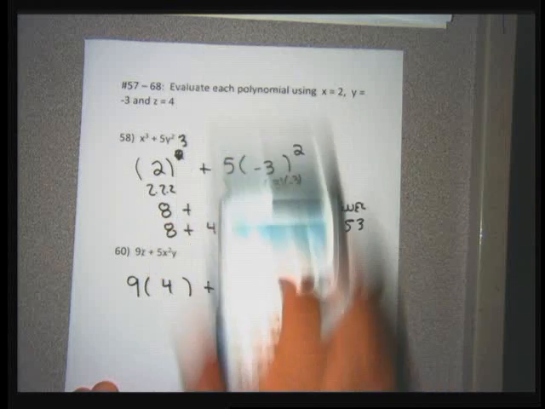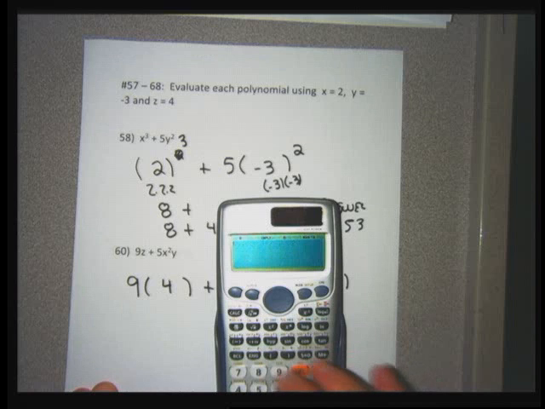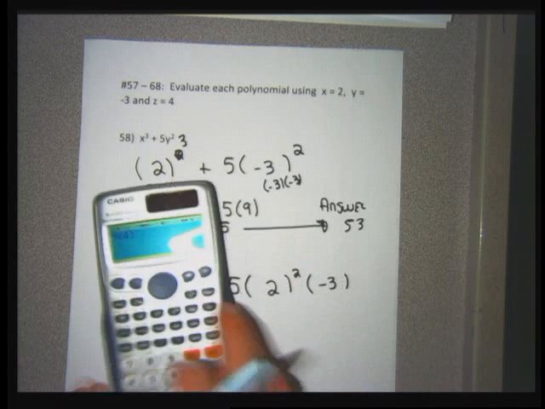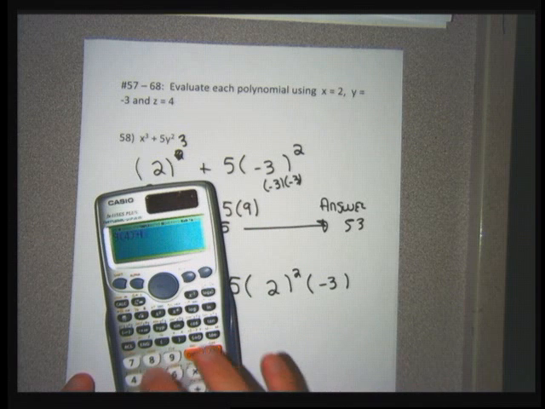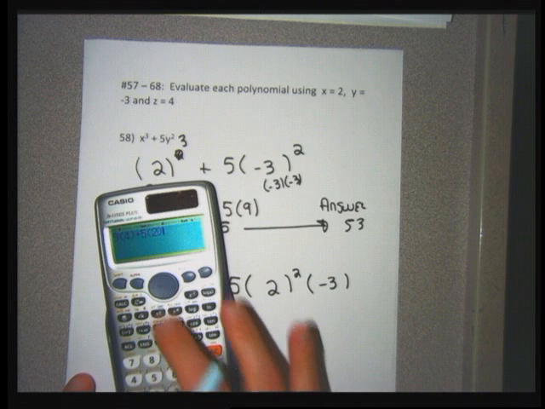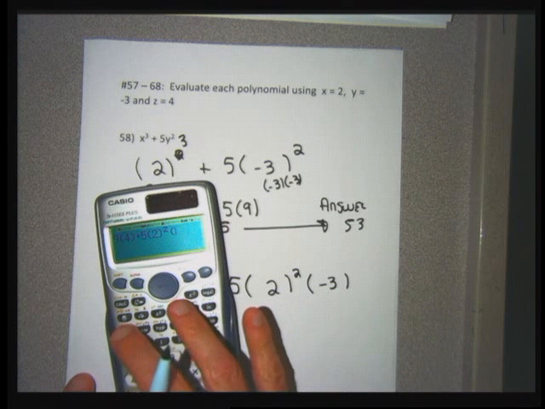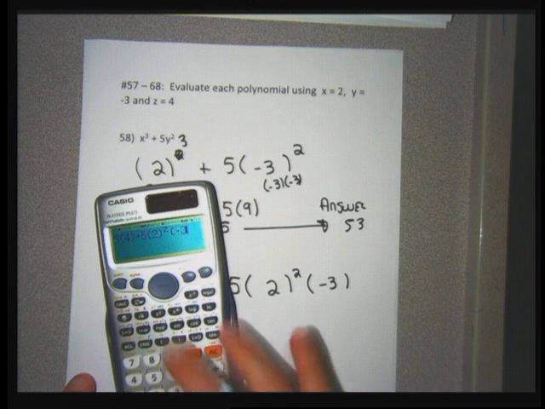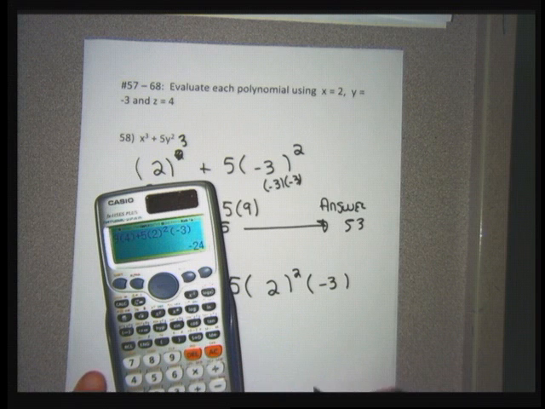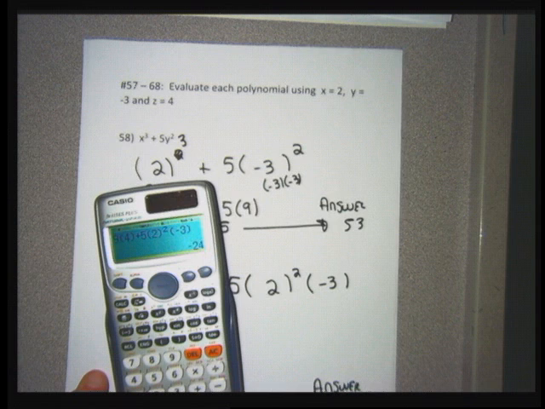So doing this, I'm going to go clear, 9 parentheses 4 parentheses plus 5 parentheses 2, hit the x squared key, and then parentheses, negative in the parentheses here, and then 3 parentheses. The answer to this problem is supposed to be negative 24.